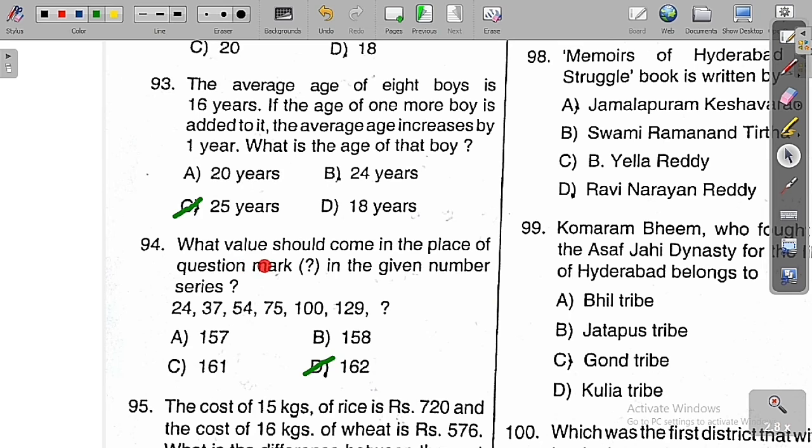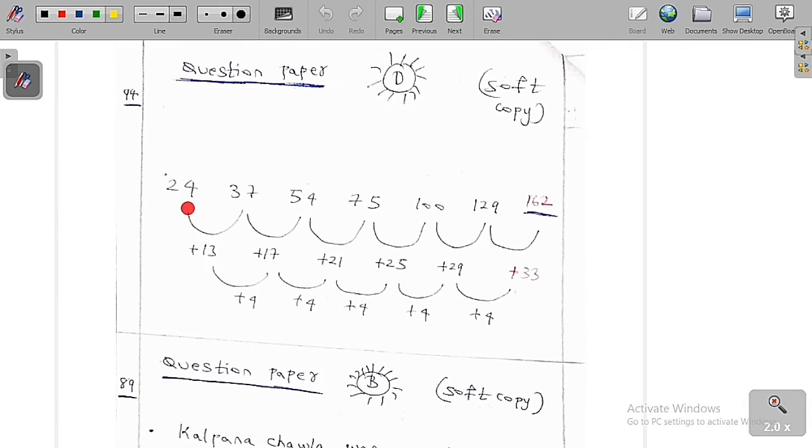Now the next question is, what value should come in the place of the question mark in the given number series, which is 24, 37, 54, 75, 100, 129. So what is this question mark? Among the 4 options, option D, 162, is the correct solution of this question. So let's solve this numerical. In this question, we are given this series: 24, 37, 54, 75, 100, 129. With these numbers we need to figure it out.